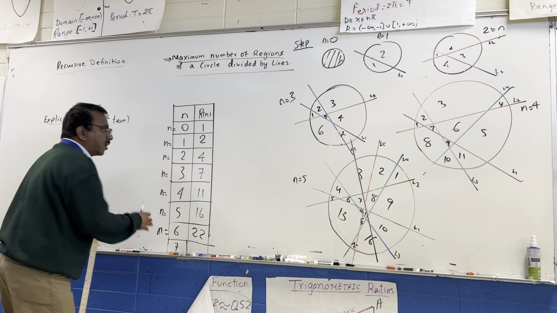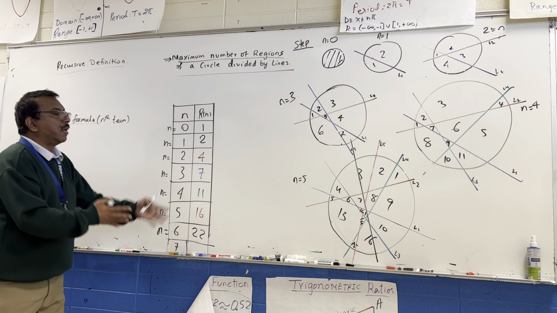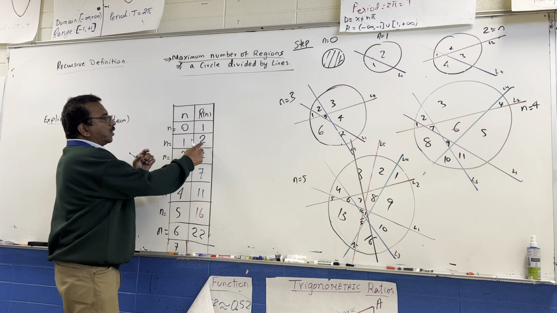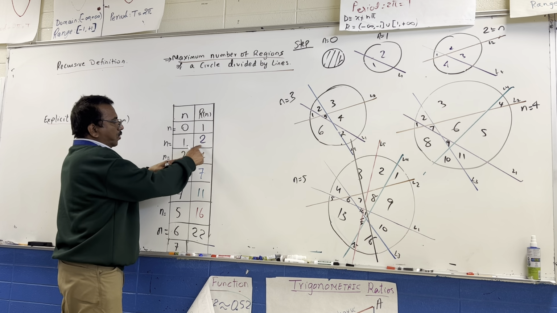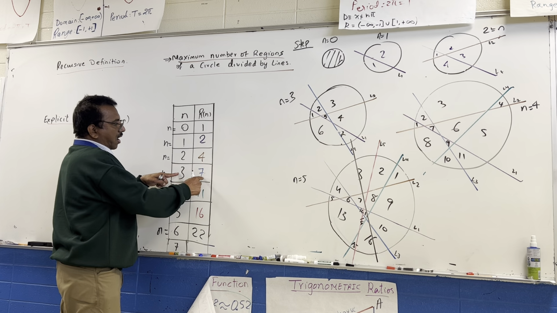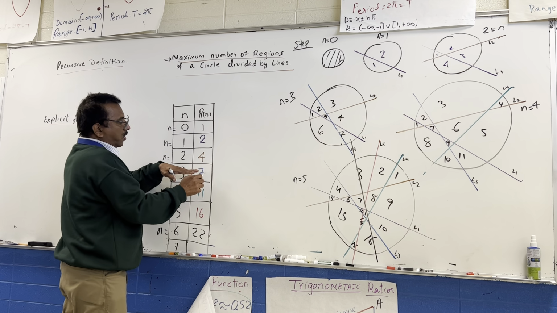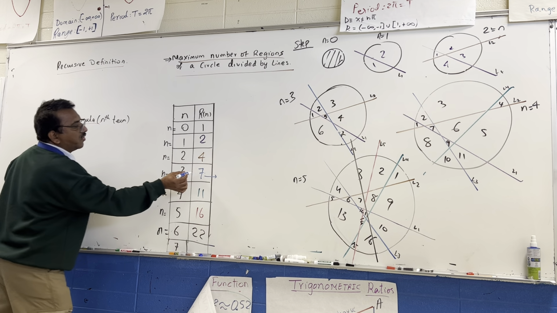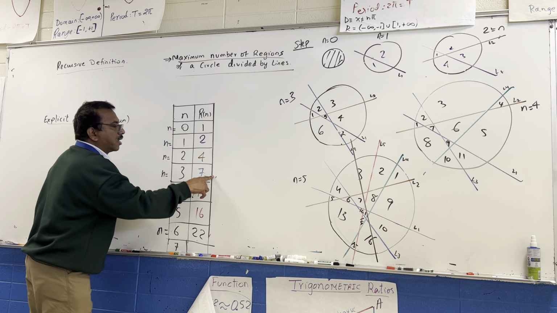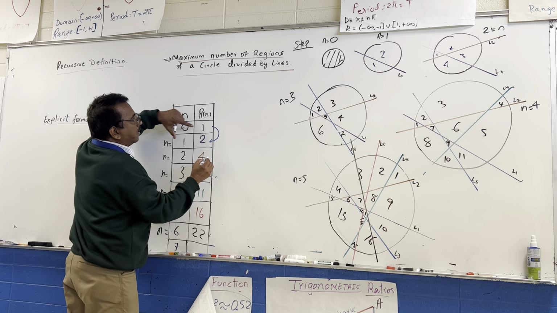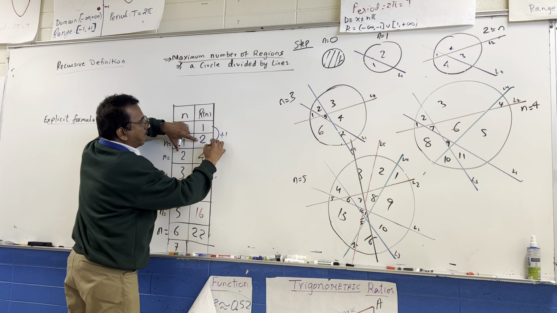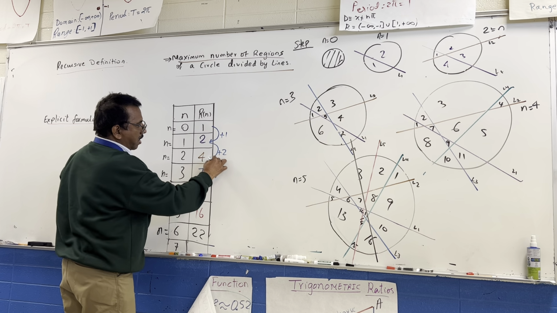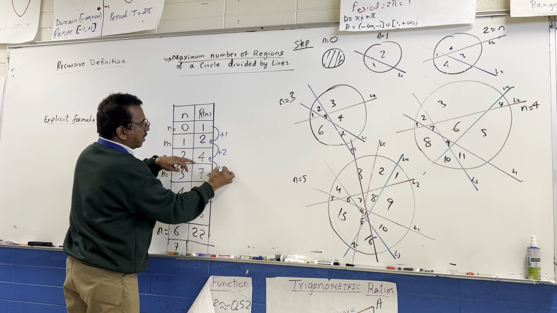Now the question is, what's the relation between these? How do I write this in a recursive definition? Clearly you can see that 1 plus 1 is 2, 2 plus 2 is 4, 4 plus 3 is 7. That means the one before. Each of these numbers is always, at any time, the number of regions. So this one is the previous one plus 1. This 4 is the previous one plus 2. This 7 is plus 3.